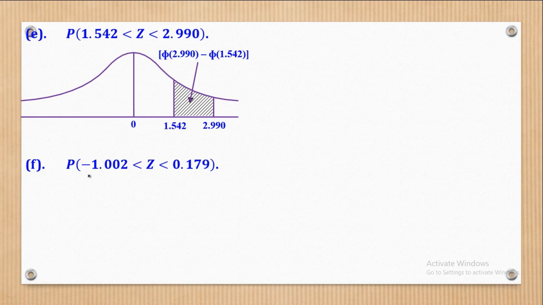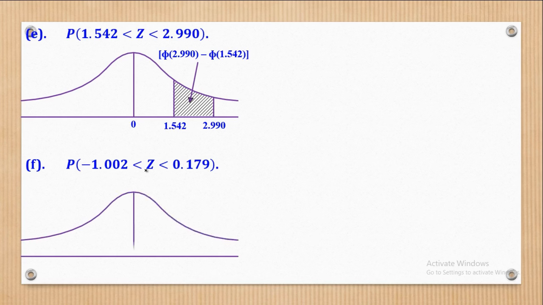So now we shall go to part F, where they want the probability of z greater than negative 1.002 but less than 0.179. First, sketch the standard normal curve, which is always the same with mean at the center. Then when you look at these values, this one is negative and this is positive. Now the negative value will lie this side, so let's put it somewhere there, and then the positive value will lie this side, so let's put it somewhere there. Now the values they want is from here up to here, meaning that we are going to shade from this going this side up to there. So let's do the shading.